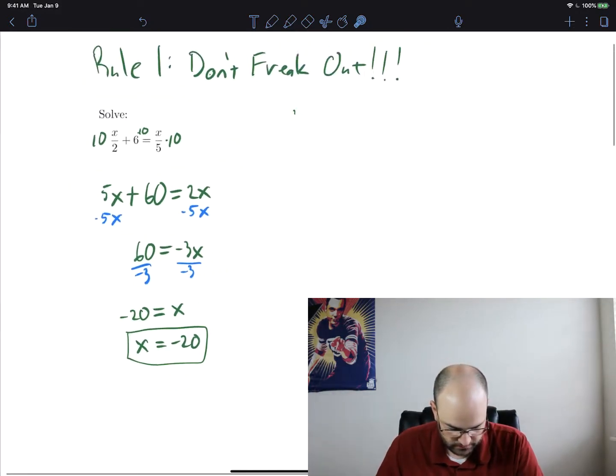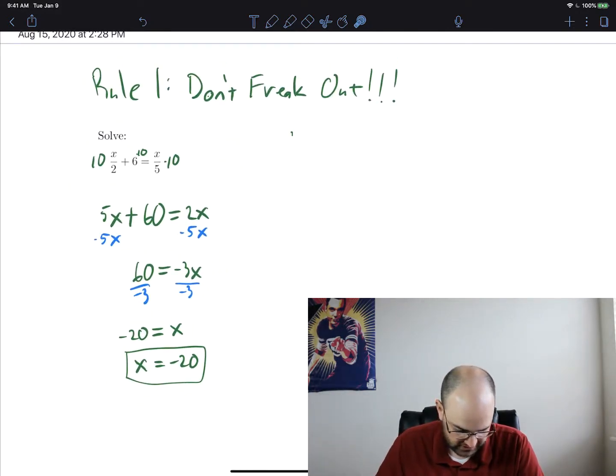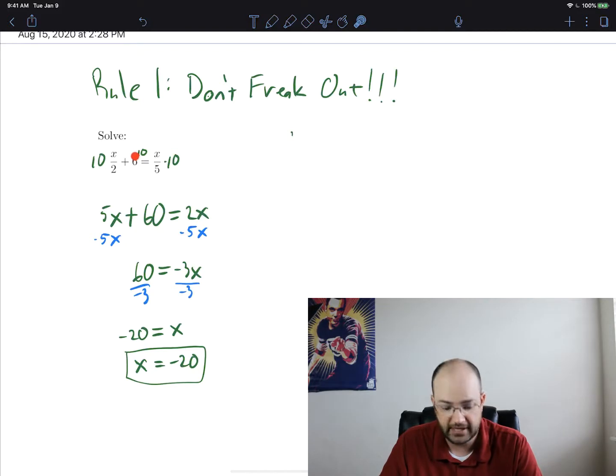Alrighty, now we do need to check this. We're going to take the negative 20 and plug it in. Negative 20 over 2 is negative 10. Negative 10 plus 6 is negative 4. Now take the negative 20: negative 20 over 5 is negative 4. So I get negative 4 on the left and negative 4 on the right.